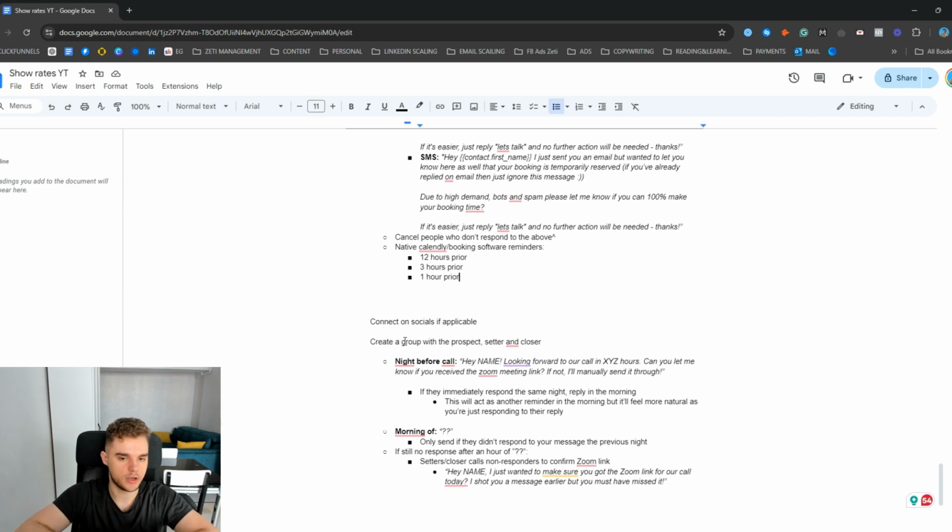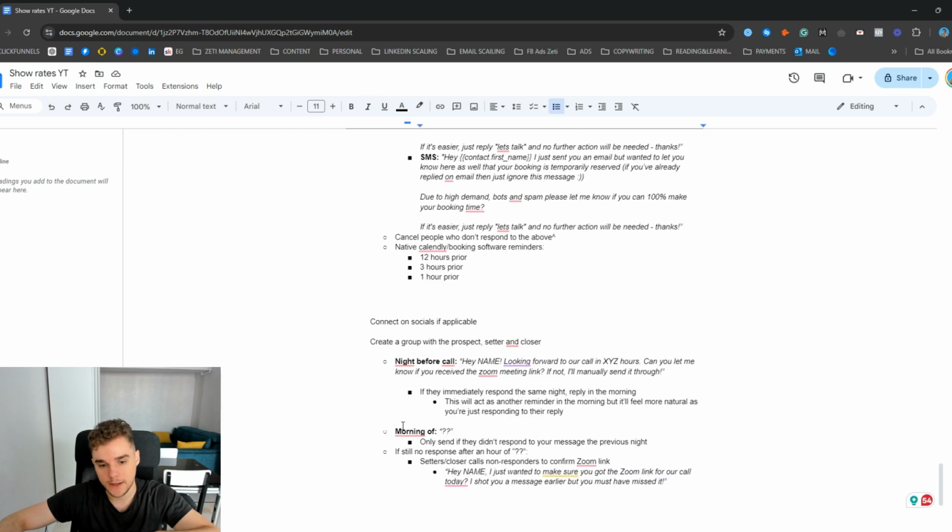Now, another thing that you want to get your closers or your appointment setter to do personally is send a message the night before the call. Okay, a personal message, not a message that looks cookie cutter, copy paste, like it was an automated message. You want to send them this message where you ask them if they have the Zoom link. And even if they respond immediately, the same night, you do not want to reply to them until the next morning. Okay, so I want to reply the next morning, regardless of what they do.